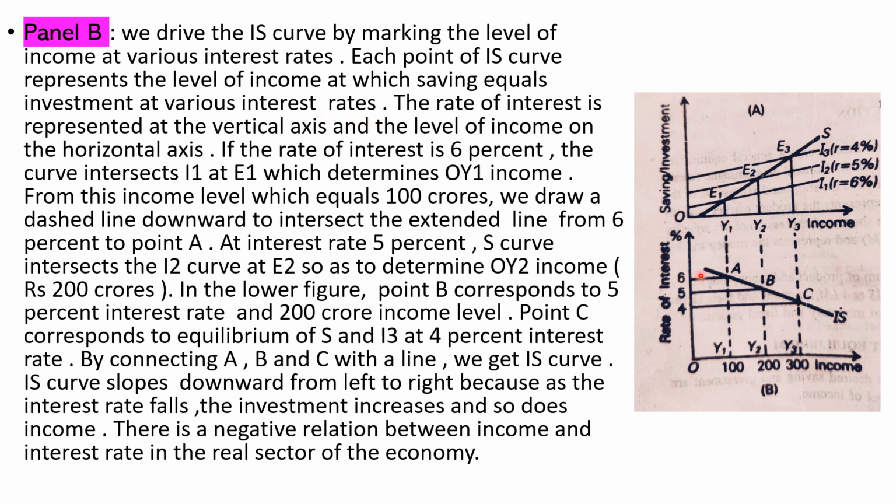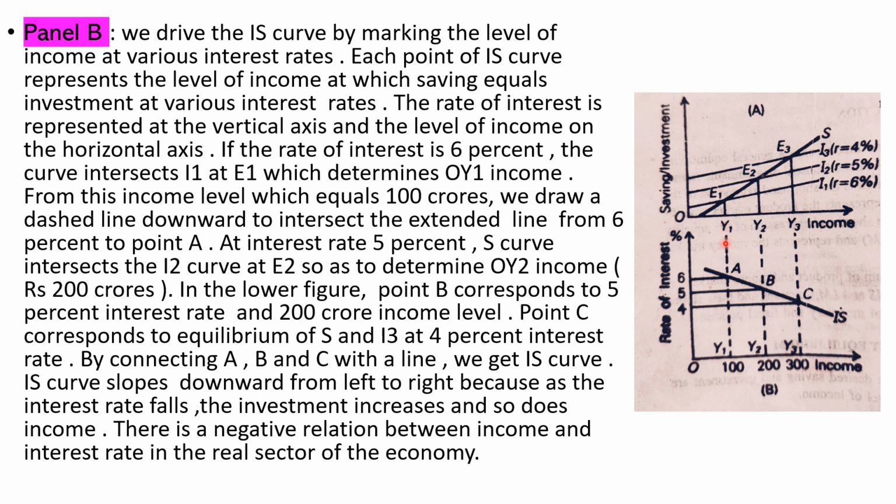So now I am telling you, this is the IS curve. IS curve means at any point on this curve, I is equal to S. Investment equals saving at various rates of interest. The rate of interest is represented on the vertical axis, level of income on the horizontal axis. When the rate of interest is 6%, the curve I1 intersects the S curve at the E1 point. E1 point is showing the Y1 level of income.